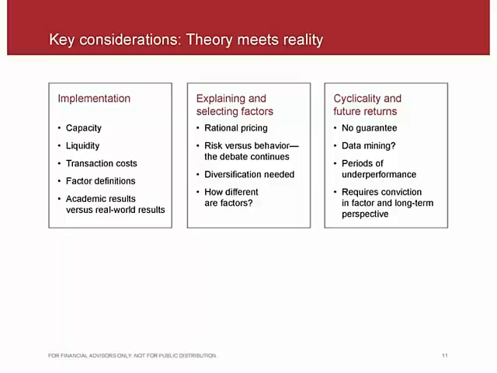Other ones are factor definitions, right? A lot of debate goes on both in academia and the practitioner world about how you actually physically define them. So for instance, value. Some may define it as price to book, some PE, some a composite of a bunch of different variables.